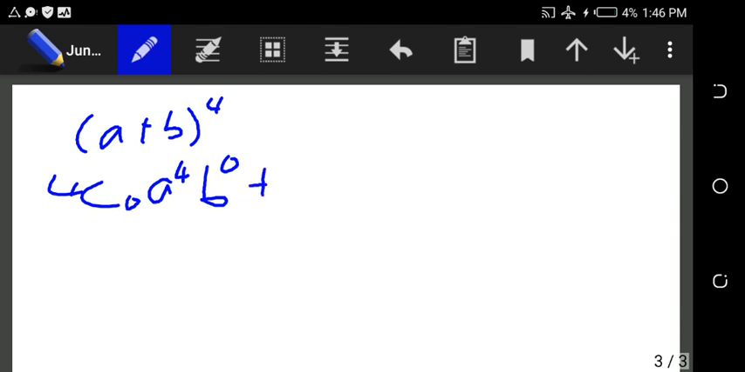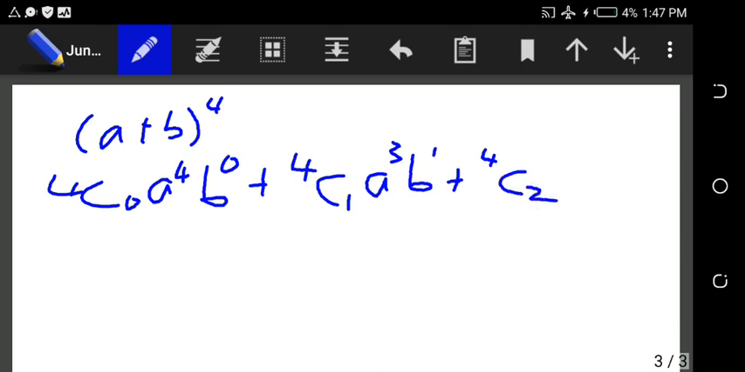plus the next combination. Remember that our 4 will remain unchanged, so we're still having a 4 combination, but in this case our r will have to be increasing, so the next will be 1. Our a now will be 3 because it is decreasing, while our b will increase to 1, plus. I hope you're getting the gist. So the next one, our 4 remains unchanged, so we're having a 4 combination 2 now, and we have our a to be 2, and our b has increased to 2, plus.